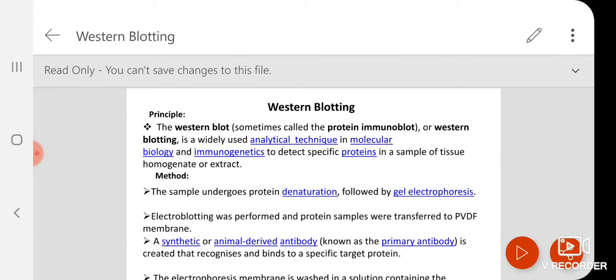Good morning student. Today our topic is Western blotting. So in my last class I have already discussed two other electroblotting techniques, that is Southern blot and Northern blot.